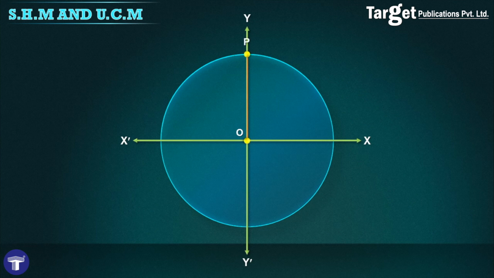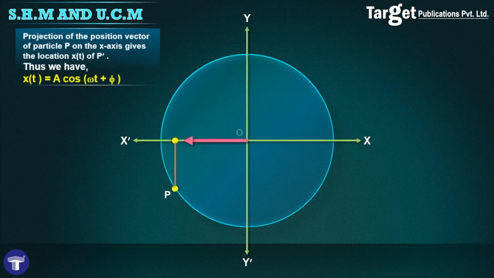Similarly, simple harmonic motion can also be considered to be the projection of the point P on the x-axis. In such a case, we say that the projection of the position vector of P on the x-axis gives the location x of P', and hence we can write that x, which is a function of t, is equal to A cos(ωt + φ). In this case, the simple harmonic motion takes place about the x-axis. P' is performing simple harmonic motion.